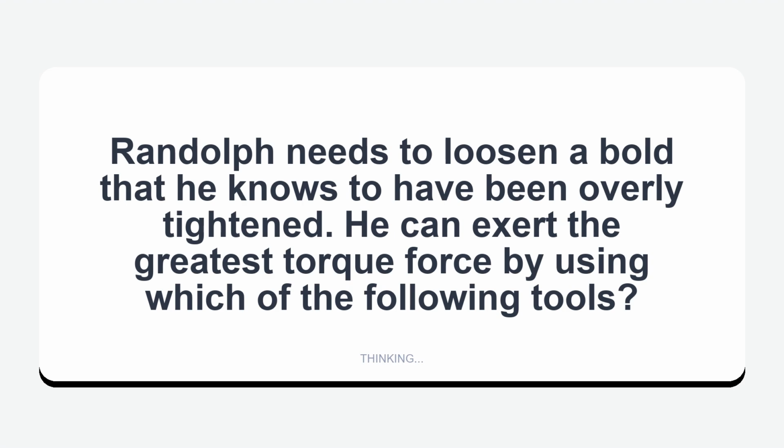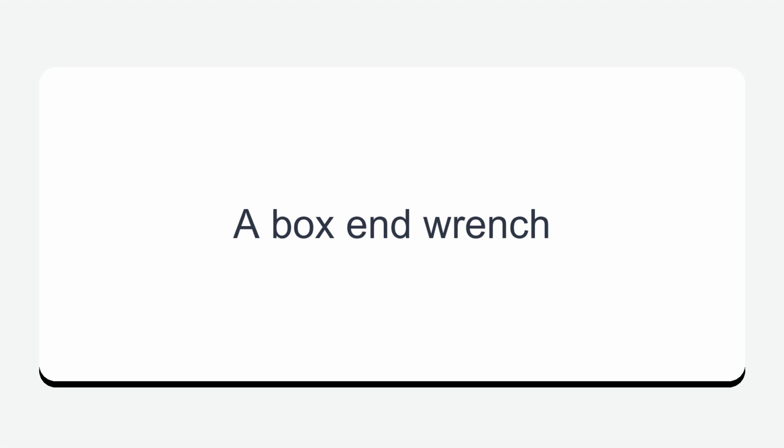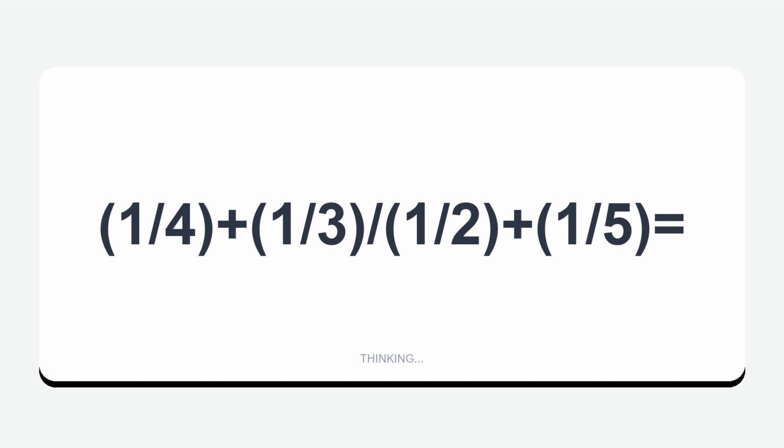Randolph needs to loosen a bolt that he knows to have been overly tightened. He can exert the greatest torque force by using which of the following tools? A box end wrench. 1/4 plus 1/3 divided by 1/2 plus 1/5 equals 5/6.